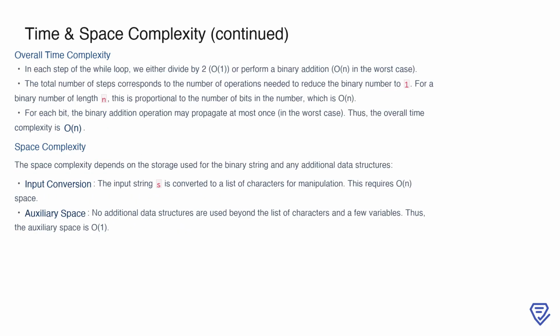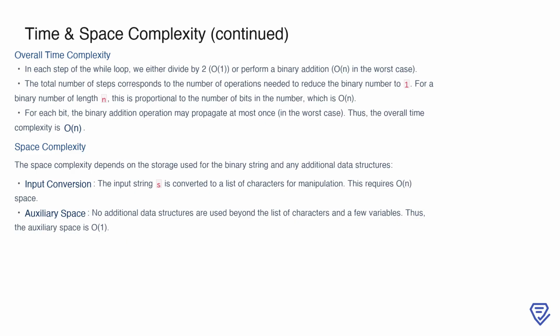Now, let's consider the overall time complexity. Each iteration of the while loop involves either an O(1) division by 2 operation or an O(n) binary addition operation in the worst case. The number of iterations corresponds to the number of steps required to reduce the binary number to 1. For a binary string of length n, the number of steps is proportional to the number of bits, which is O(n). Additionally, since each bit contributes to a carry propagation at most once during the entire process, the overall time complexity remains O(n).